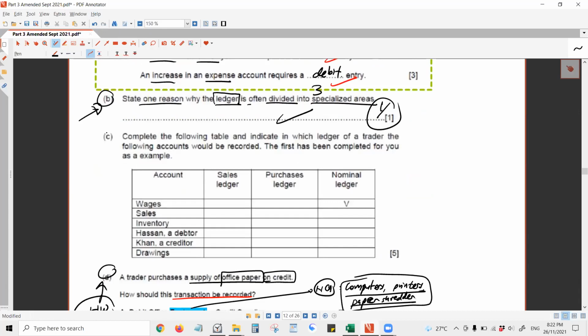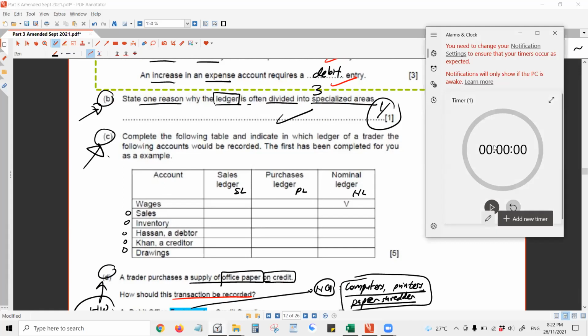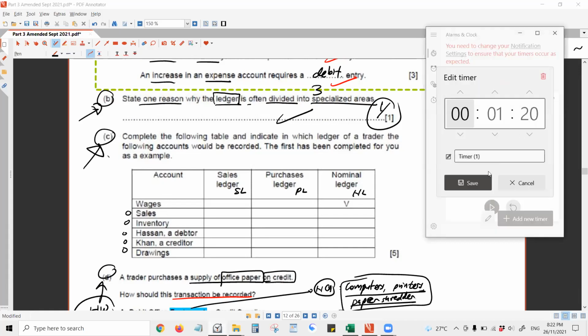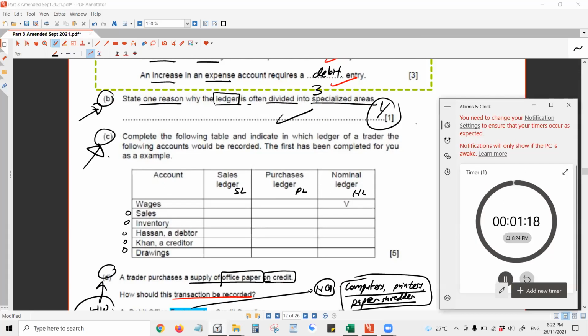Now I want you to try question C. Also easy, but a different kind of question, not MCQ here. You give me your answer in the form of short form, SL, PL, or NL. You have to give me 5 answers. First one has been done as example. So you give me 5 answers separated with comma. You begin. This time I give you 1 minute and 20 seconds. Should also be easy, not difficult. You can begin. Question C. Give me answer in short form, SL, PL, or NL.